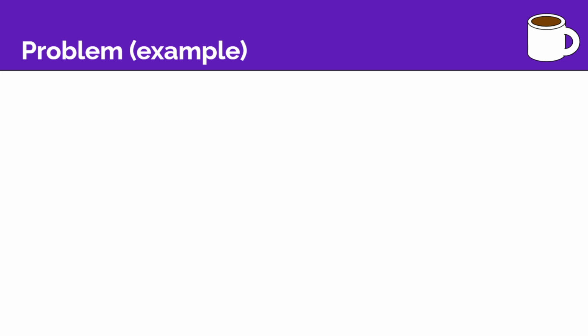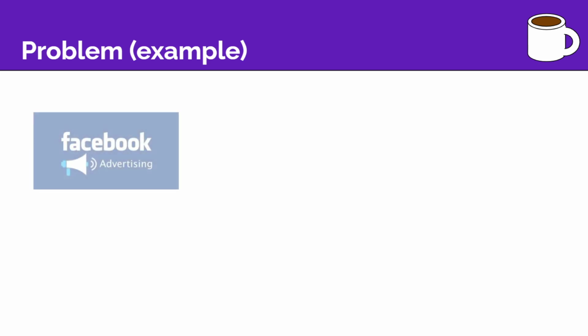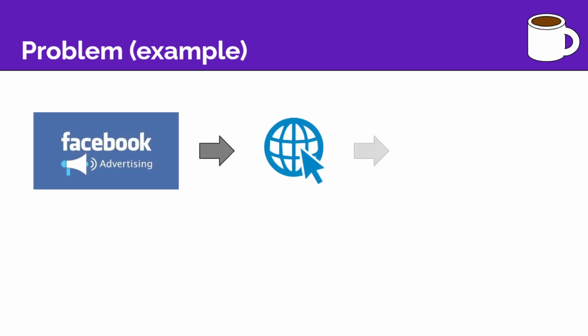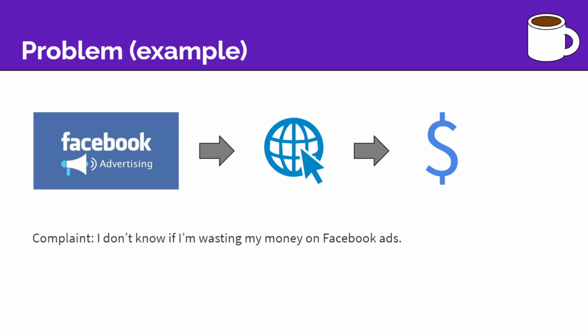Now, for the purposes of this series, I'm going to be using Facebook ads as my recurring example. Let's say I have a Facebook ad that drives users to a website. Once they're on the website, they can buy whatever it is I'm selling, something that I'm sure as sales and marketing professionals you can relate to. However, I know I'm spending a lot of money on ads, but I'm not sure of the return. So my complaint is I don't know whether I'm wasting my money on Facebook ads.